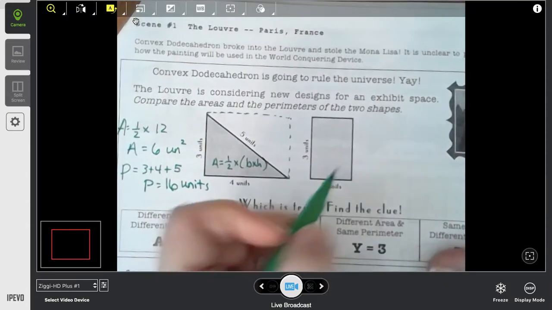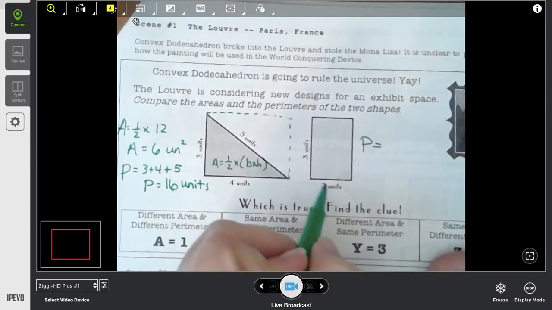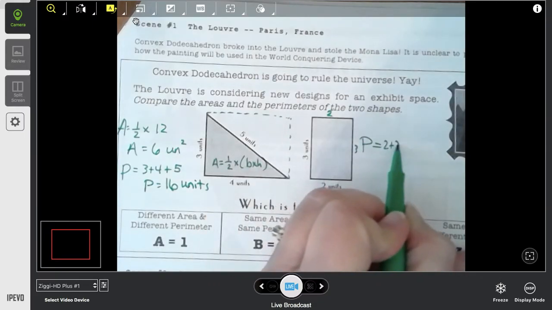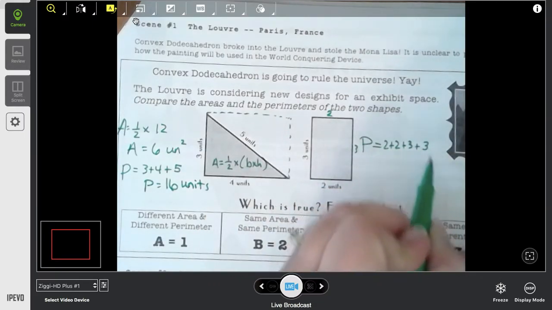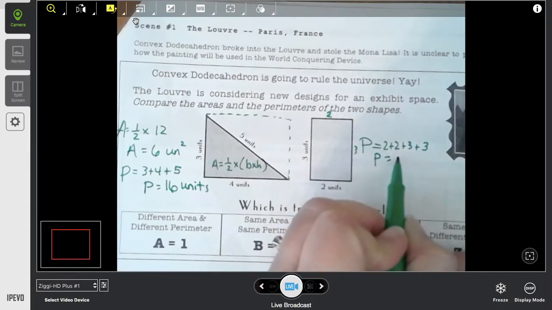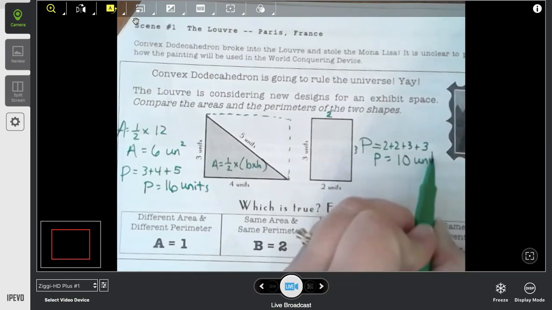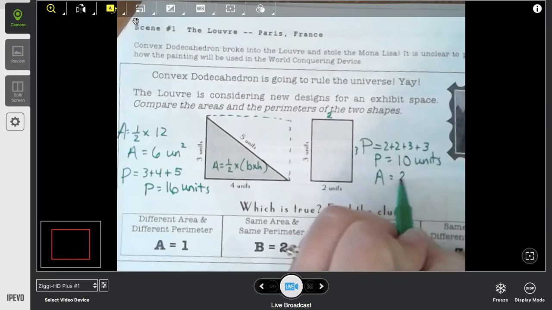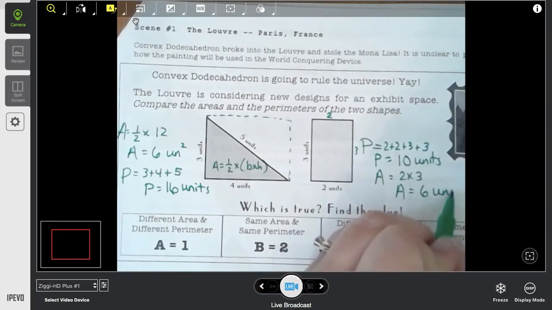All right, the rectangle, the perimeter is, this is 2 and this is 3. 2 plus 2 plus 3 plus 3 all the way around. So the perimeter equals 6 and 4 is 10 units. And the area is 2 times 3, which equals 6 square units.